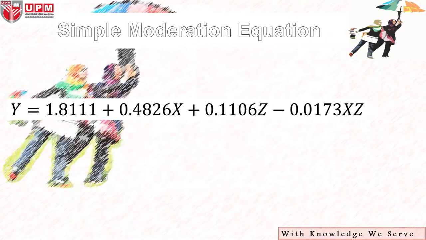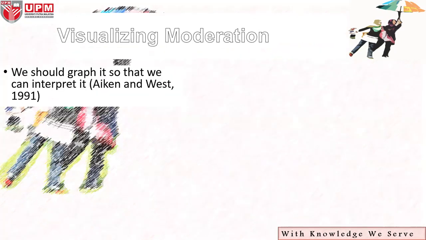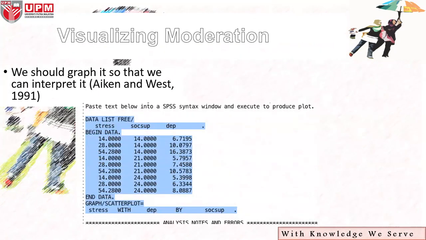So this is our moderation equation. Y equals 1.81111 plus 0.4826x plus 0.1106z minus 0.0173xz. So to visualize our moderation effect, again we copy the data list free output.